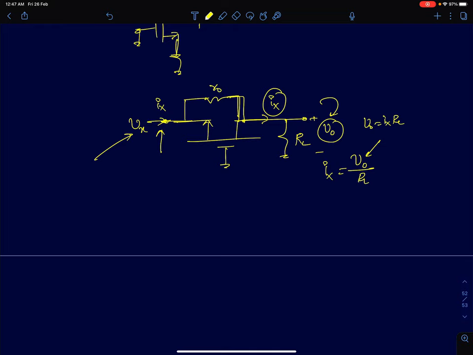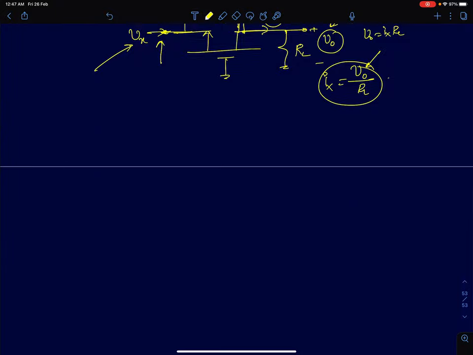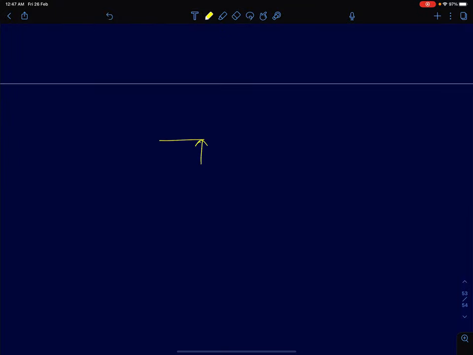I can get an expression for the input resistance. Then I can find out Vx by Ix from this expression. So first step, I'll try to find V0. To do that, I have a problem with zero source resistance, but there is a finite R0. R0 is finite. Then how do I find the voltage gain from the source end to the drain end?